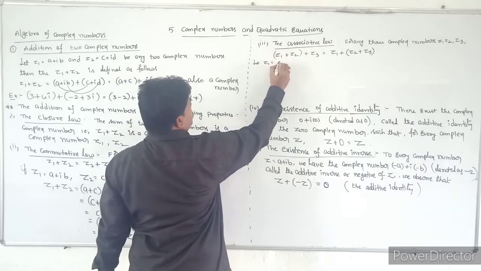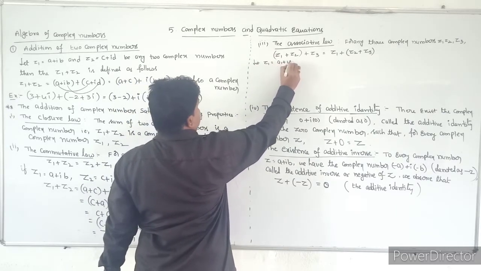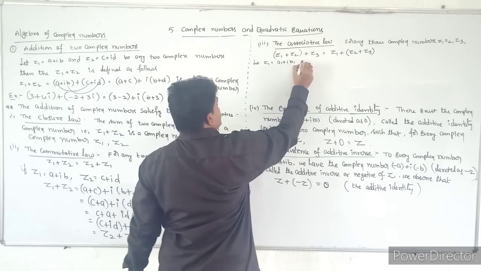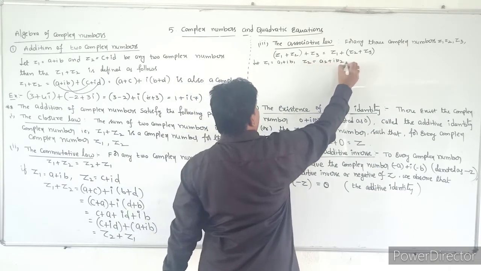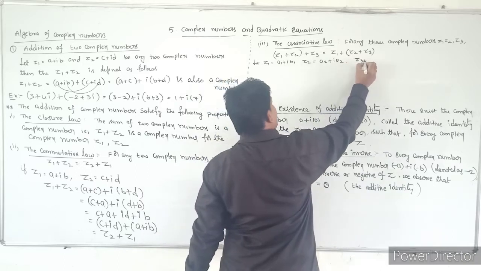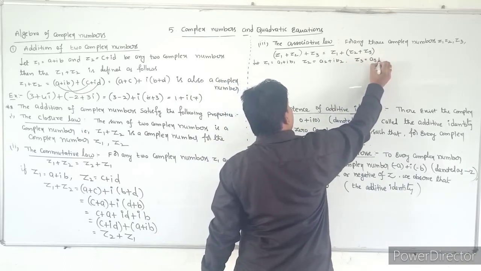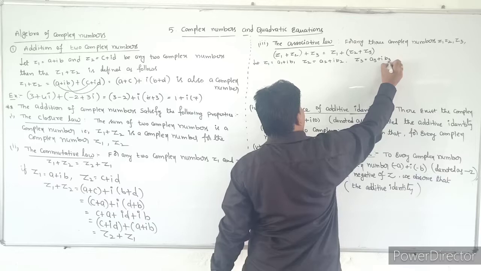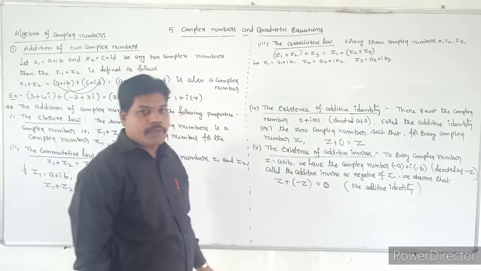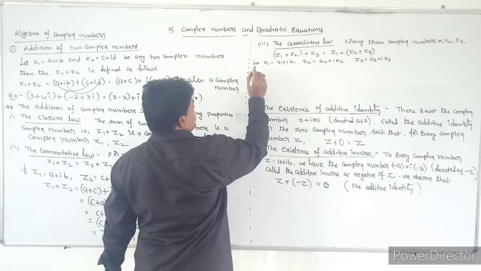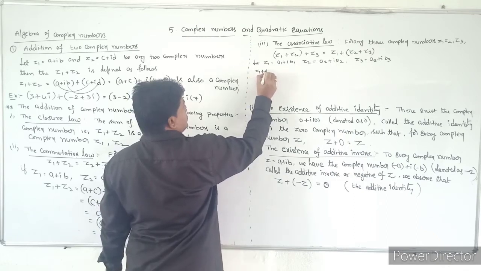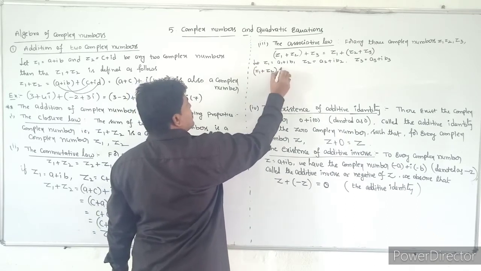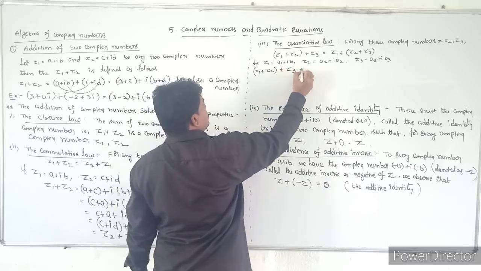Z1 is equal to A1 plus iB1. Z2 is equal to A2 plus iB2. Z3 is equal to A3 plus iB3. I am taking the three complex numbers. So I am taking the LHS. What is the LHS? It is Z1 plus Z2 plus Z3.